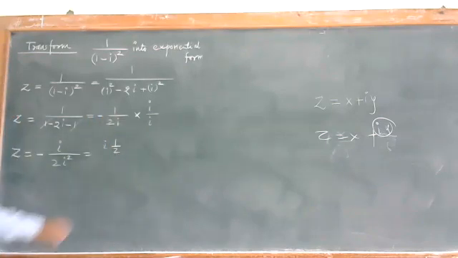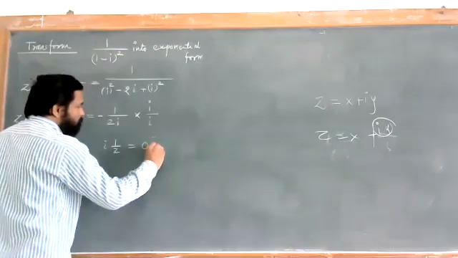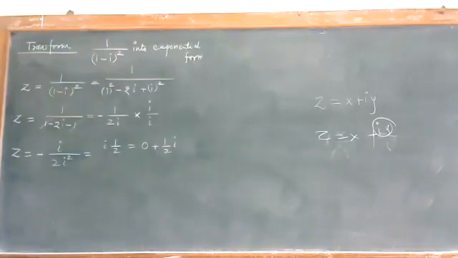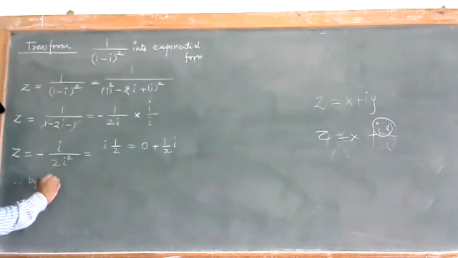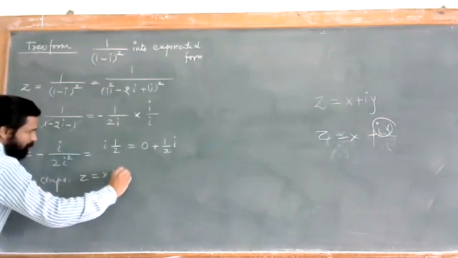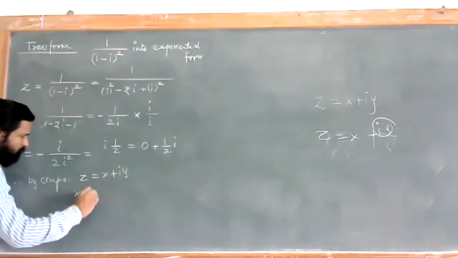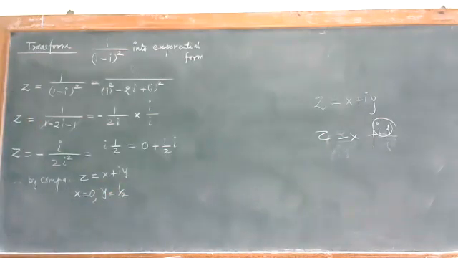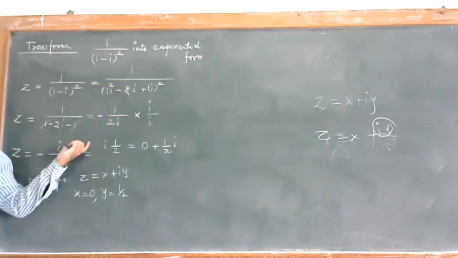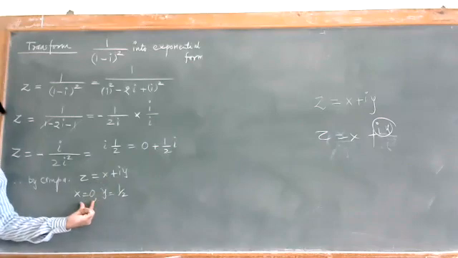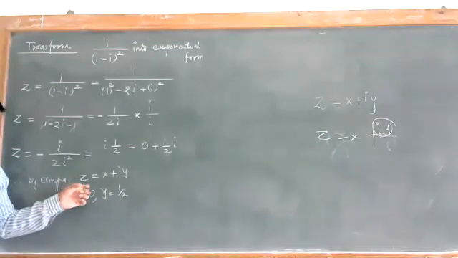So what is your complex number in the form? Your complex number is in the form 0 plus 1/2 times i. So the real part, therefore, by comparing with z is equal to x plus iy, what you can write? x is equal to 0 and y is equal to 1/2. सगळ्यांच्या लक्षात येत आहे, हा जो काही पार्ट आहे हा महत्त्वाचा. This is the important thing. So z is equal to x plus iy, x is equal to 0, y is equal to 1/2. So that is your condition.